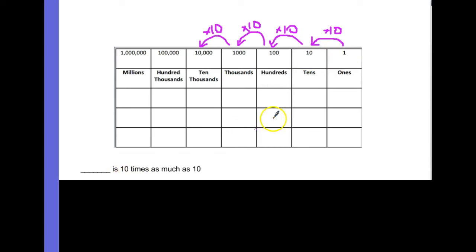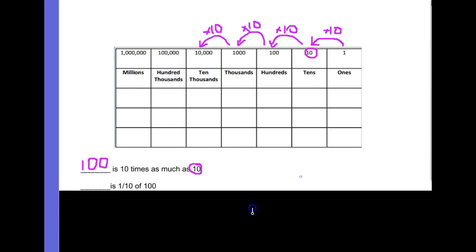Okay, so if I'm looking at what is 10 times as much as 10, I'm going to look at my 10. What is 10 times as much as 10? So I'm going to look at my 10, and I'm going to figure out what is 10 times greater than this number. So if I have a 10 and I want to know what's 10 times greater than that, well, I can look right here. 10 times 10 is 100. So my answer would be 100 is 10 times as much as 10.